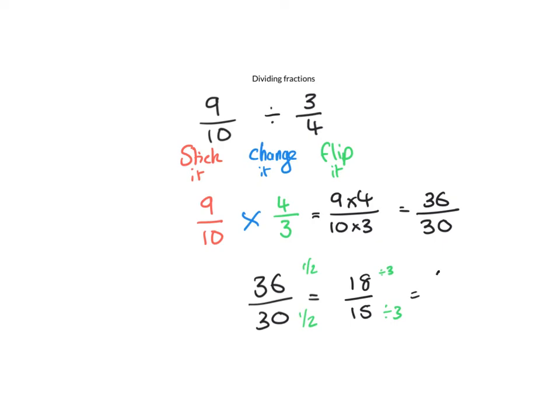3 into 18 is 6 times. 3 into 15 is 5 times. And that's your answer, 6/5. Or, if you want to be really posh, 1 1/5. So if the question asks for the answer as a mixed number, then you'll have to put it as 1 1/5. But for now, 6/5 is fine.